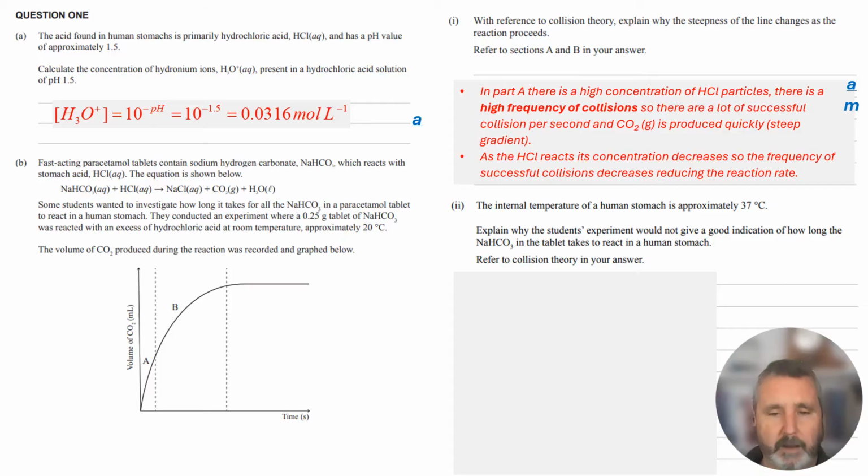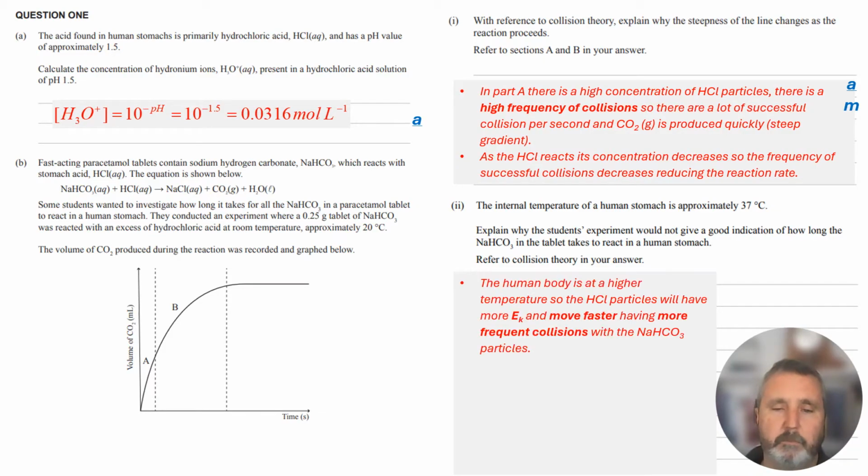Obviously, it's warmer. We would expect it to react faster, but we have to give our reasons, and there are two reasons we always give for temperature. So the first thing that we have to indicate is the temperature is hotter, so there's going to be more kinetic energy. The particles will have more EK or kinetic energy. That means they move faster, and there will be more frequent collisions with the HCl particles and the sodium hydrogen carbonate particles. So this is the first point. Because temperature is hotter, there's more kinetic energy and they move faster.